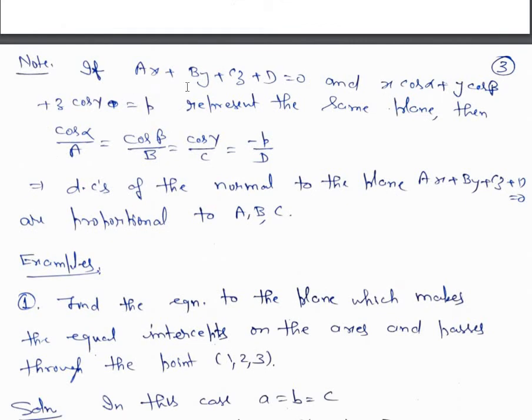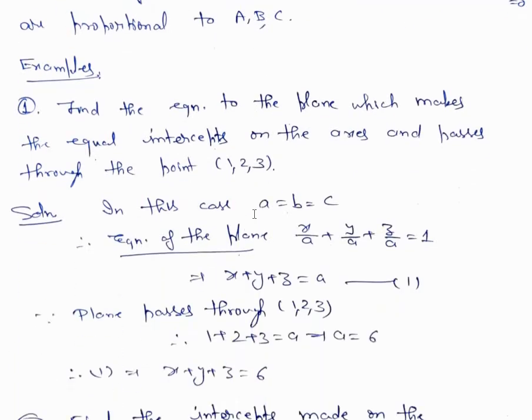This is just a note. If ax plus by plus cz plus d is equal to 0 and x cos alpha plus y cos beta plus z cos gamma is equal to p represent the same plane, then we have cos alpha upon a is equal to cos beta upon b is equal to cos gamma upon c is equal to minus p upon d. Minus p upon d is a constant. That means direction cosines of the normal to the plane ax plus by plus cz plus d is equal to 0 are proportional to a, b and c, which are direction ratios.